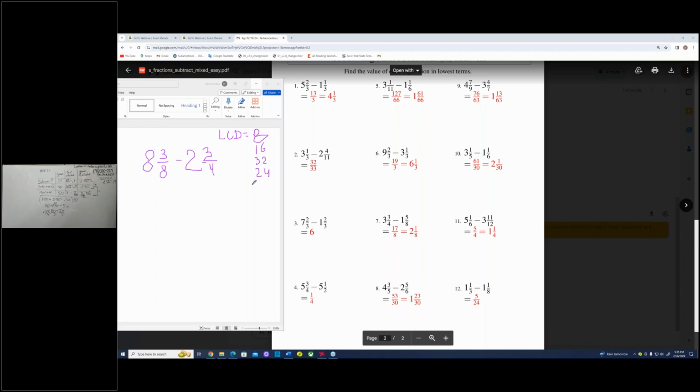8. Student, the smallest number is 8. This also works, but it's not the LCD. Better to have 8. Why 8? Is 8 divisible by 8? Yes. Is 8 divisible by 4? Yes. Understand this?